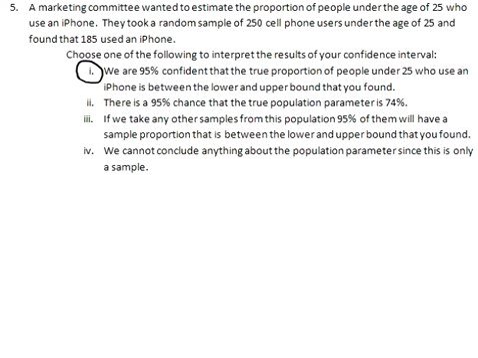However, for the other 3 options, let's look at why they are not good choices. Option 2 says that there's a 95% chance that the true population parameter is 74%. We can't say anything about the true parameter and a probability that it goes along with it. Either the true population parameter is 74%, or it is not 74%. So there's either a 100% chance that this will occur, or there's a 0% chance that this will occur.